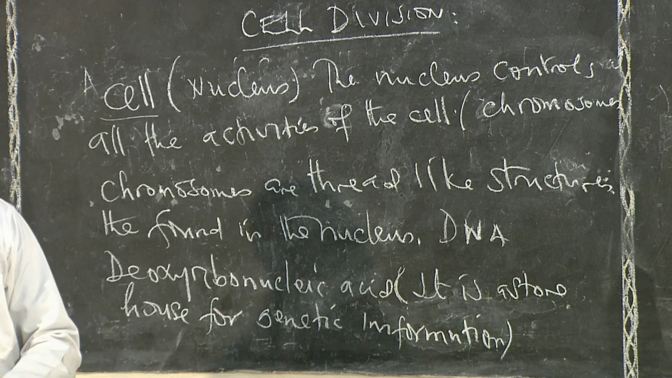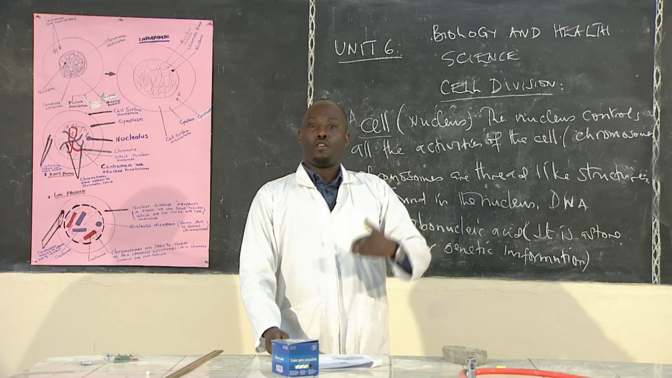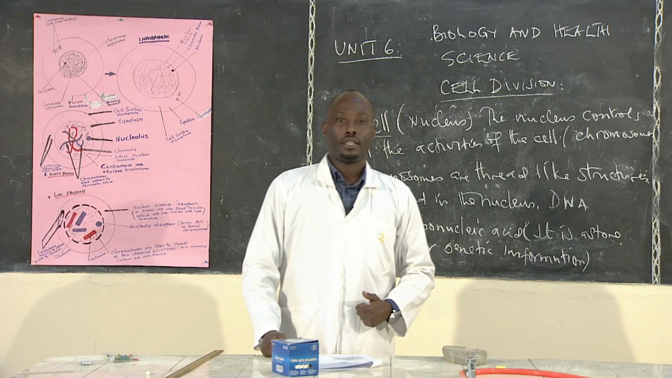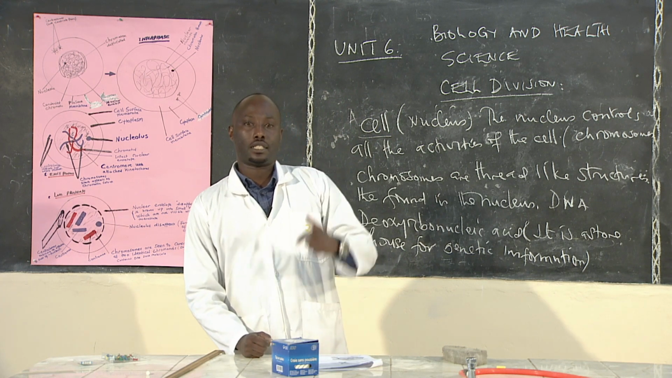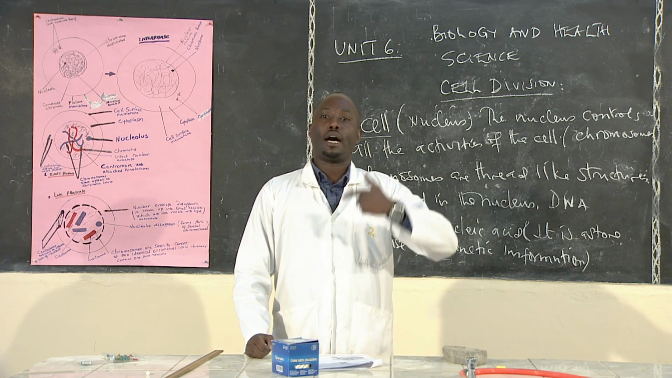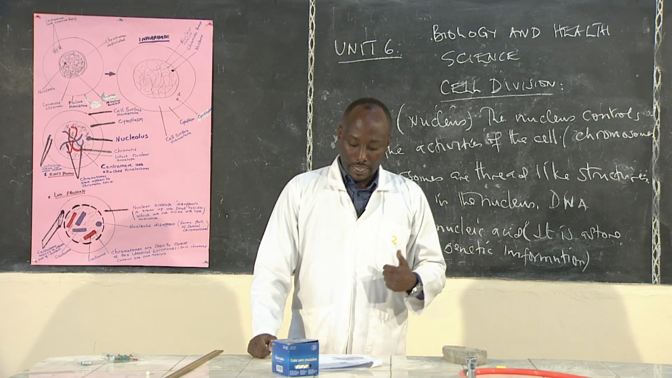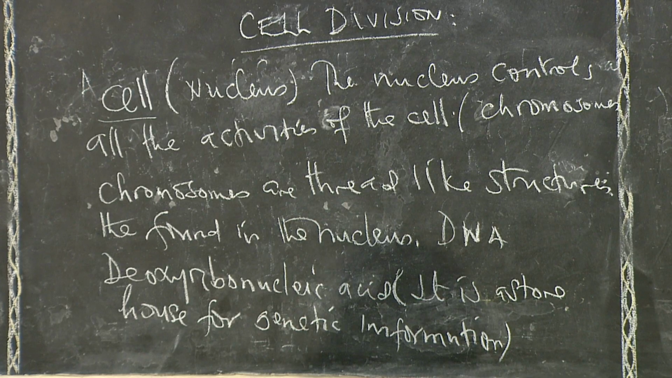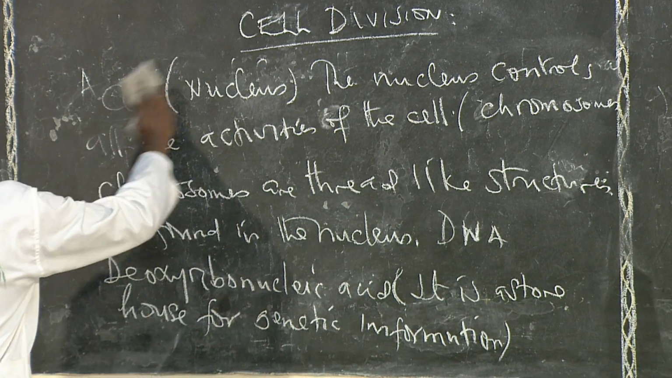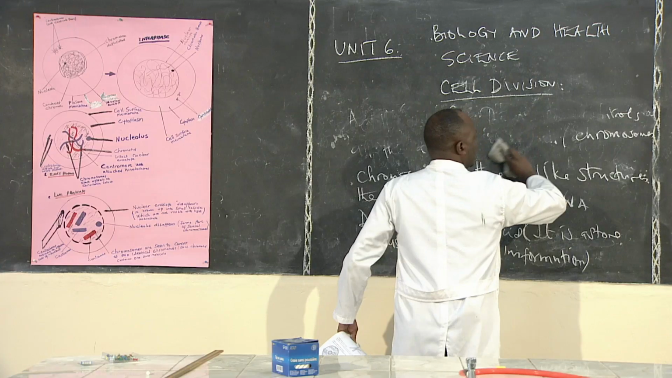I can also say that the number of chromosomes found in an organism or in plants varies from one organism to another organism. In humans, we have 46 chromosomes.